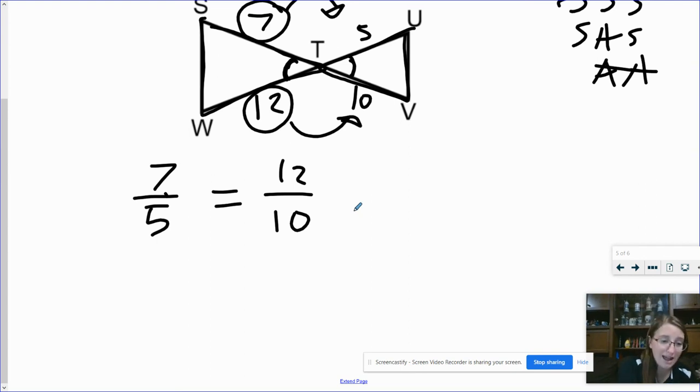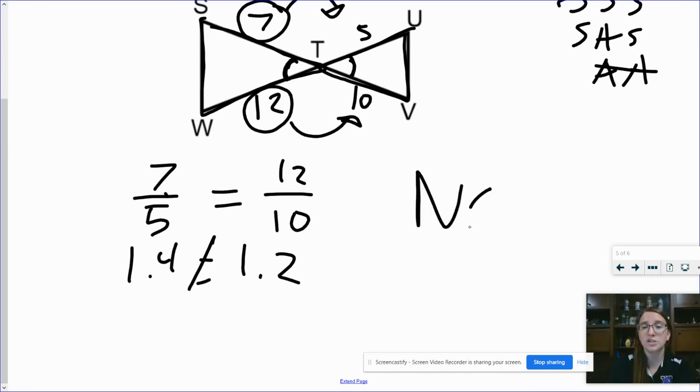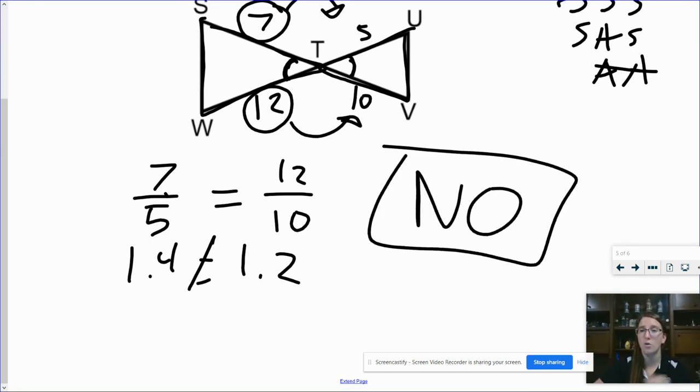Okay, so I get 1.4 here, and I get 1.2. If you did different fractions, 5 over 7 or 10 over 12, or even 7 over 12 and 5 over 10, that actually would work as well. It doesn't matter, because what ends up happening is this is not a true statement. These are actually not proportional. Otherwise, when we divided them, we would get the same thing. So our answer is just a big whomping no.